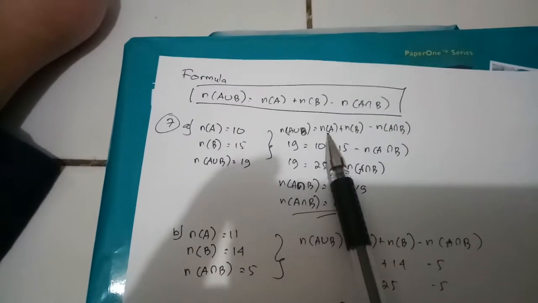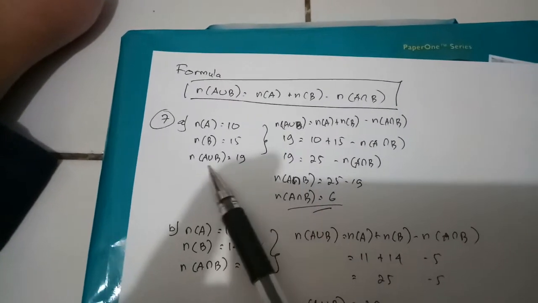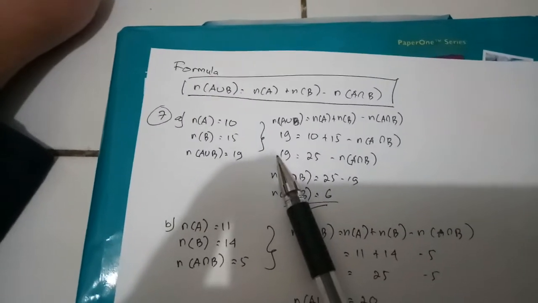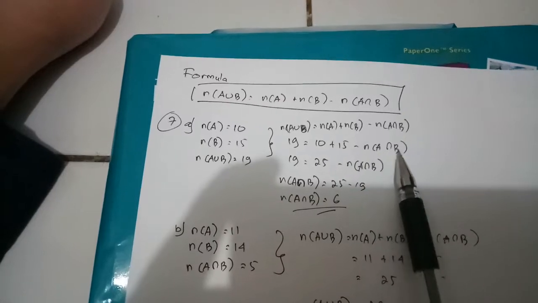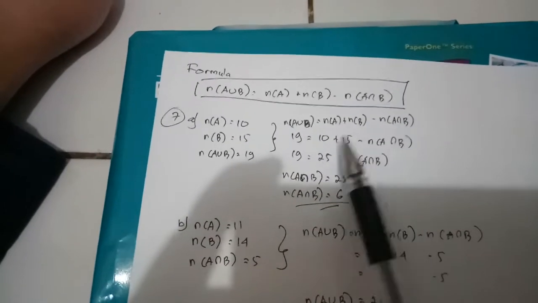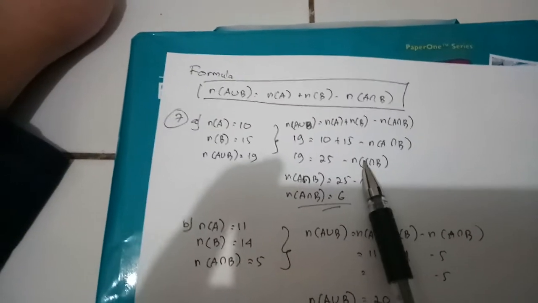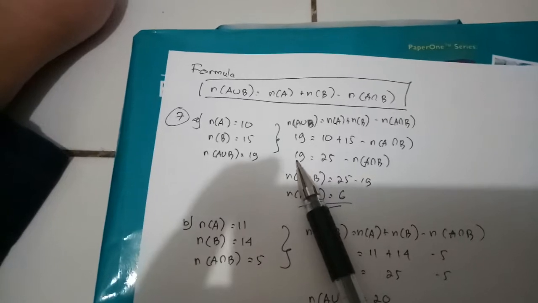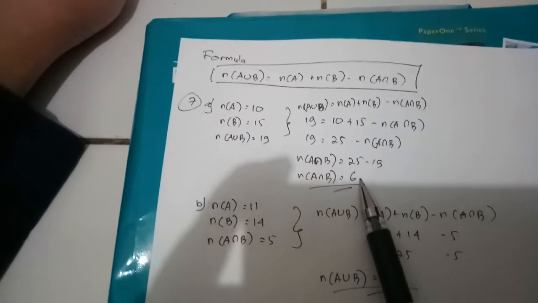A is 10, I'm going to put it here, and B is 15, I put it here, and I have A union B equals 19, I put it here. So it's just simple algebra actually. It's just 19 equals 10 plus 15 minus n(A intersection B). So we're looking for this. 10 plus 15 is 25, right? So I put this over here, minus becomes positive, and this 19 positive becomes negative. So 25 minus 19 is equal to 6.